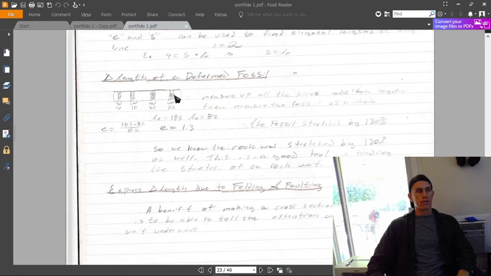Inline, yep. X length to deform fossils measures up all the pieces. So this is like if a broken fossil was right in here, you measure up the pieces, like, whatever that is. I think that's 70 plus 10 plus 30 plus 22, whatever it ends up being. The initial length is 82, and then the final length, which is the total length over this whole area, is 185. So the extension was 1.3 or 130%. So we know that the rock was stretched by 130% as well. This is a good tool in finding the stretch of a rock unit.